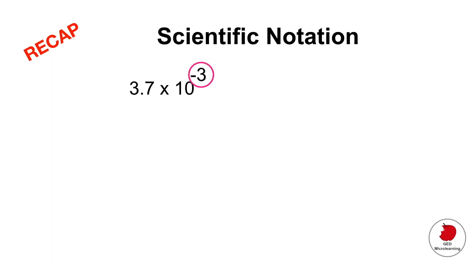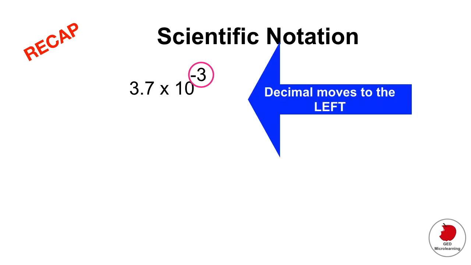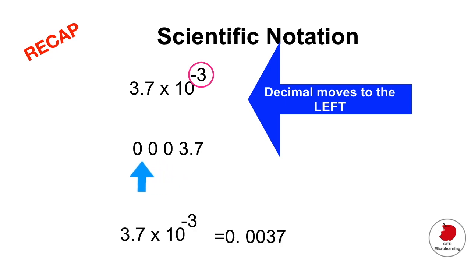All right, so what happens if the exponent is negative? Well, what that's telling you is that in this case, the decimal is going to move to the left. So if we rewrite that not in scientific notation, we would start there at 3.7, and then move the decimal to the left 3 spaces. So 1, 2, and 3. So this number is equal to that number in scientific notation.